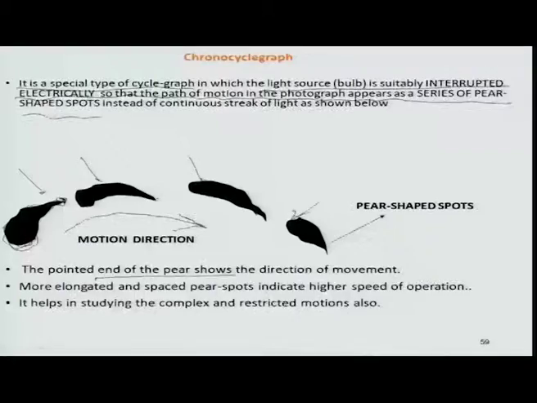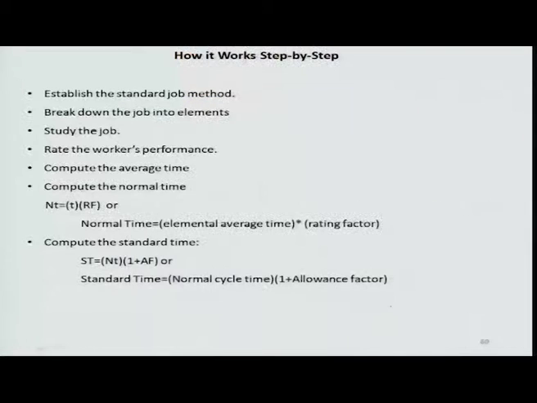So the pointed end of the pear shows the direction of movement, and more elongated and spaced pear spots indicate higher speeds of operation, and so it can help in studying complex and restricted motions also, which otherwise may be a little difficult. Let us say the motion is along a corner, and it is very difficult to otherwise find out what is the start and stop of such a motion. So you could use this image analysis technique for intelligently finding out where exactly the hand is proceeding at what point of time, which can be considered as the task in totality.